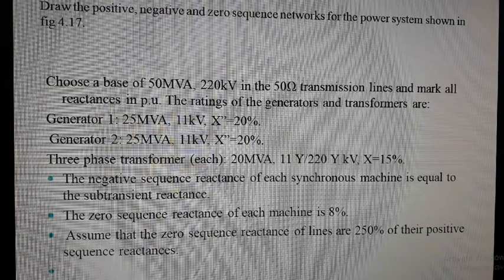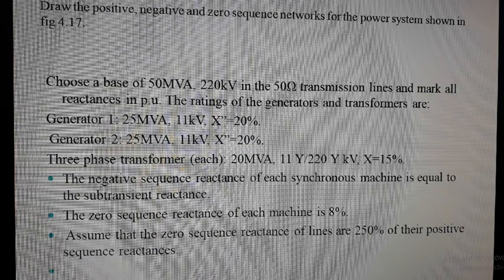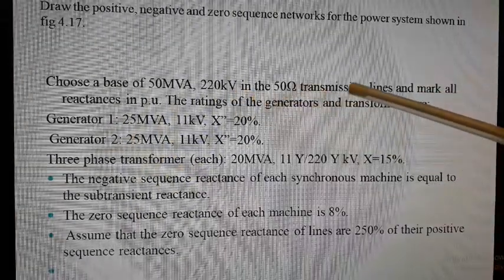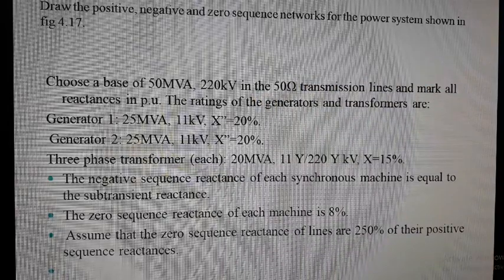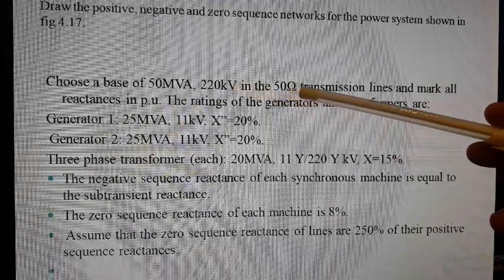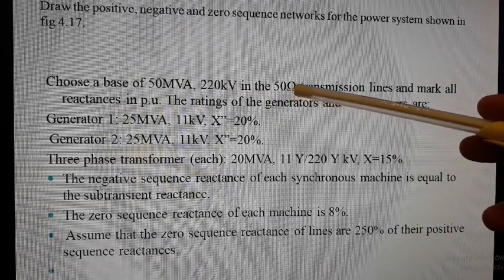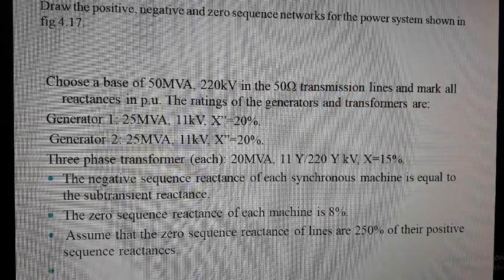Draw the positive, negative and zero sequence network for the power system shown in the figure. Here choose a base of 50 MVA. Base value we have to choose 50 MVA, 220 kV in the 50 ohm transmission line. So the MVA base is common for the whole system, but the kV base we consider on whatever is given, that is the 50 ohm transmission line, and mark all reactances in per unit, the ratings of the generator, transformer, all those things given.